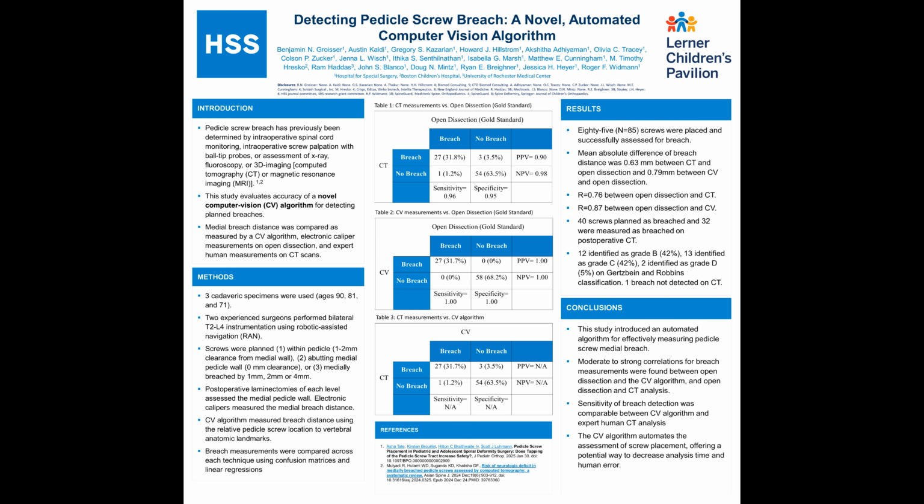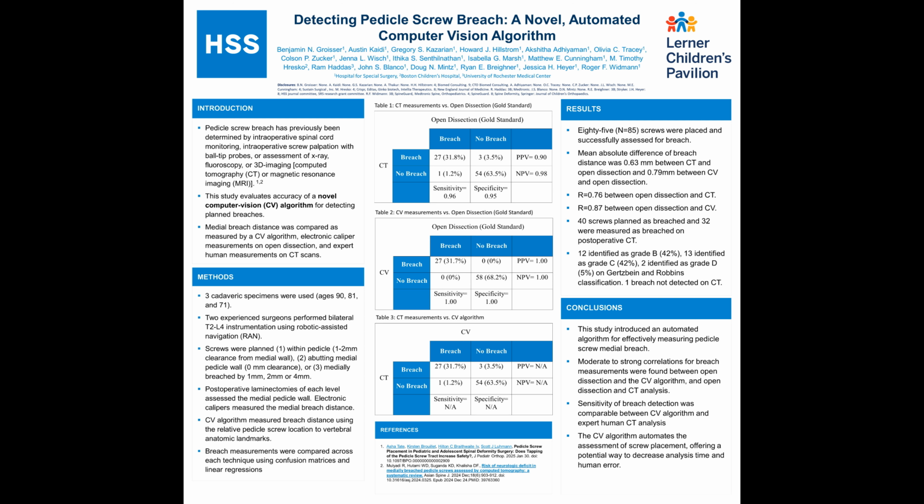This study evaluates accuracy of a novel computer vision algorithm for detecting planned breaches. Medial breach distance was compared as measured by a computer vision algorithm, electronic caliper measurements on open dissection, and expert human measurements on CT scans.